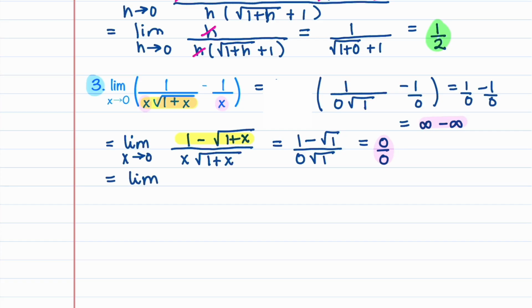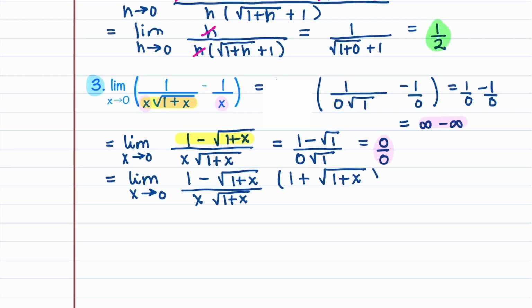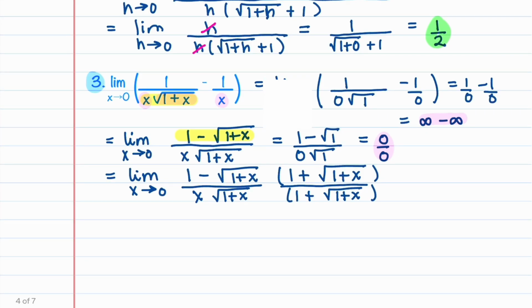This is the limit as x goes to 0, 1 minus the square root of 1 plus x, all divided by x square root of 1 plus x, and let's multiply by the conjugate, 1 plus square root of 1 plus x, all divided by 1 plus square root of 1 plus x. If I were teaching this in class right now, I would start to get a lot of moans. I know this is a long problem, but hang with me. You can do this. Let's multiply out our top.